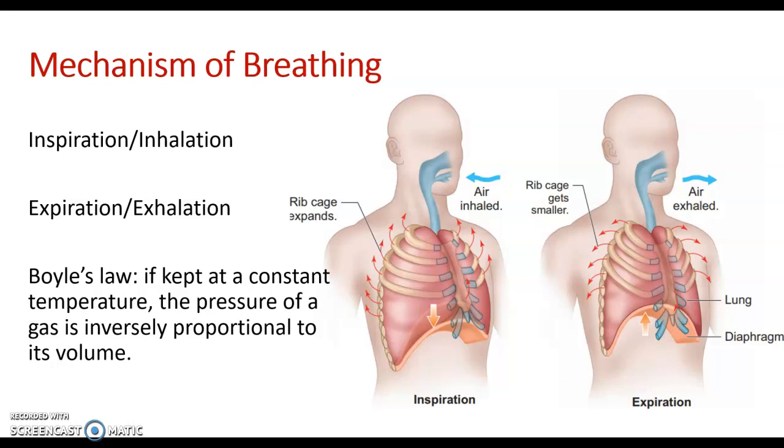Boyle's law says that if air is kept at a constant temperature, the pressure of the gas is inversely proportional to its volume. So if the volume goes up, the pressure will go down. If the volume goes down, the pressure will go up. And this works kind of similarly to how we saw molecules move through the plasma membrane on a concentration gradient, from an area of high concentration to an area of low concentration. But in this case, the air is moving from an area of high pressure to an area of low pressure.